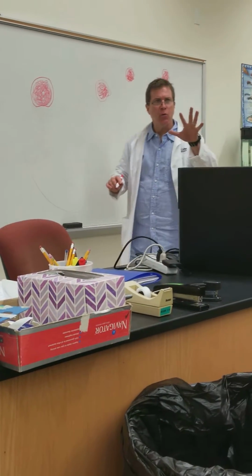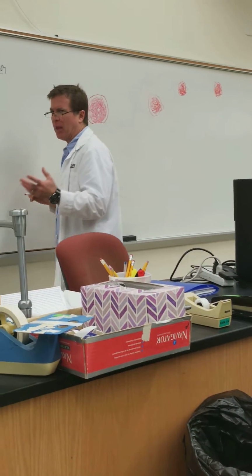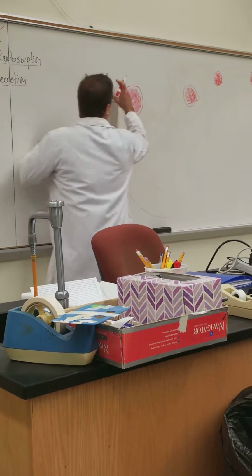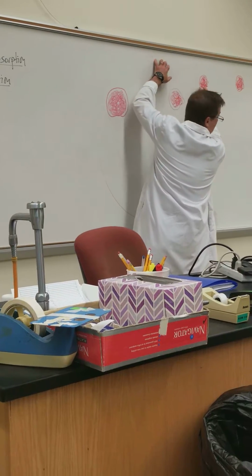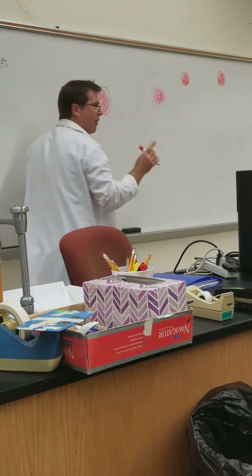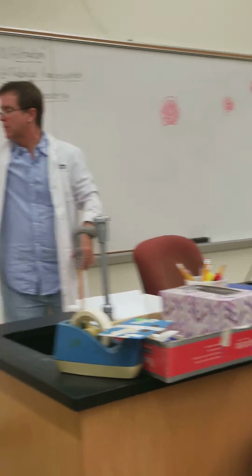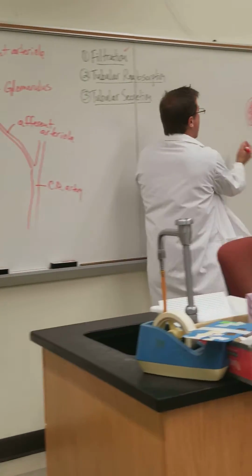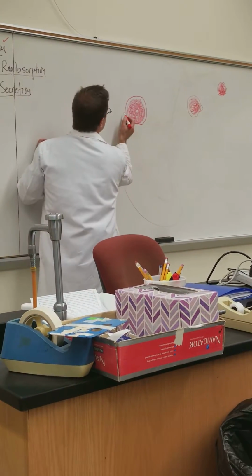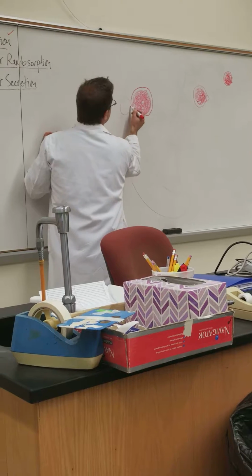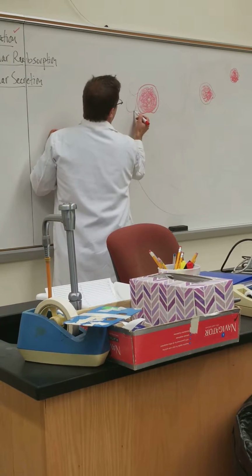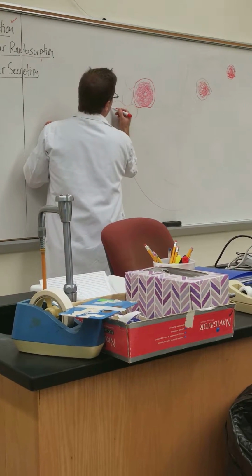Now, here's where it gets tricky. I'm going to explain what's going on in your field of view. All of this pink stuff around these glomeruli that you see, they're actually tubules that have been sliced in different places. And if you look really closely, they are round circular structures, and they oftentimes look like donuts.